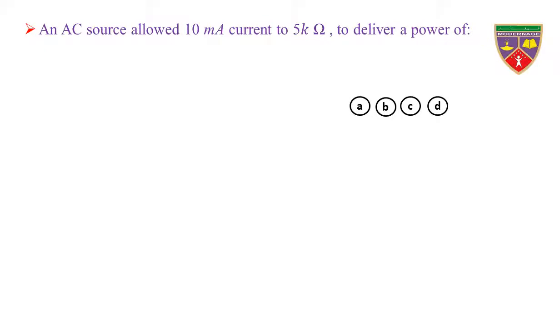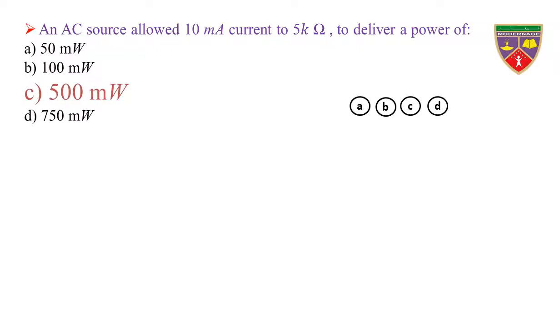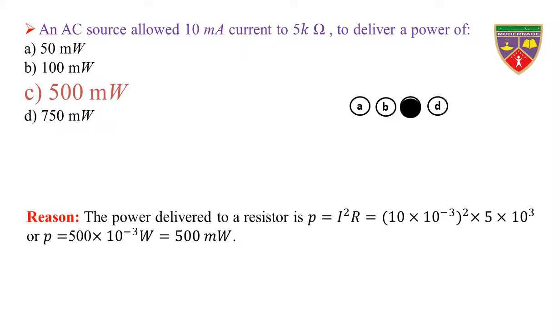An AC source allowed 10 milliampere current through 5 kilo ohms to deliver a power of: option A 50 milliwatts, option B 100 milliwatt, option C 500 milliwatt, option D 750 milliwatt. The key is 500 milliwatt. Therefore, the correct option is C.